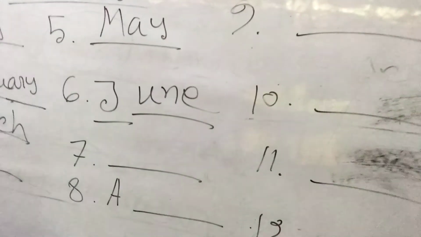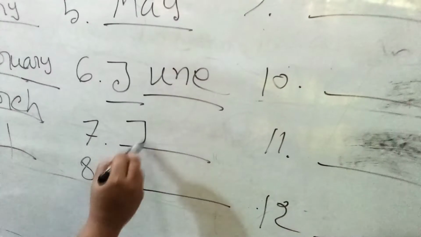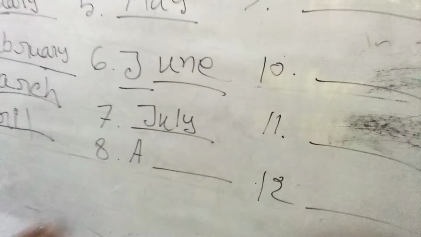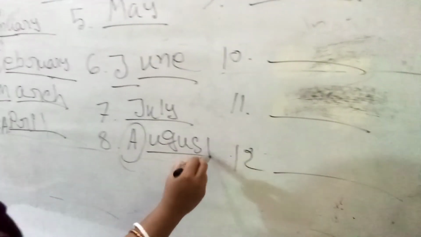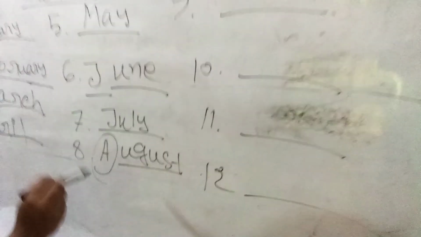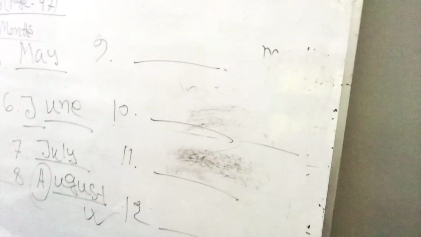It means June. Then after June what comes? It is July. Then the A is here, so you have to put UGUST. What does it make? It is August. Number 9 is after August. What is it? It is September.